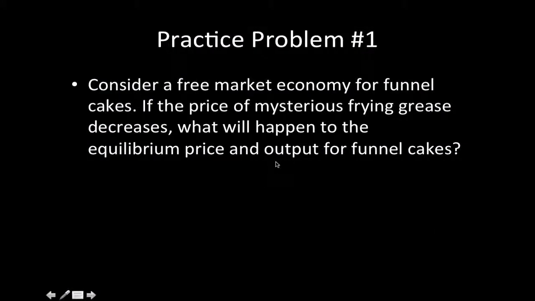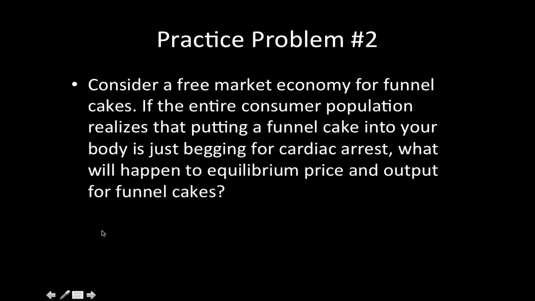So you can say for practice 1 that a decrease in the price of the mysterious frying grease would cause equilibrium price to decrease and equilibrium output to increase. Great job. Alright, practice problem 2. Consider a free market economy for funnel cakes again. Now, if the entire consumer population realizes that putting a funnel cake into your body is just begging for cardiac arrest, what will happen to the equilibrium price and output for funnel cakes?